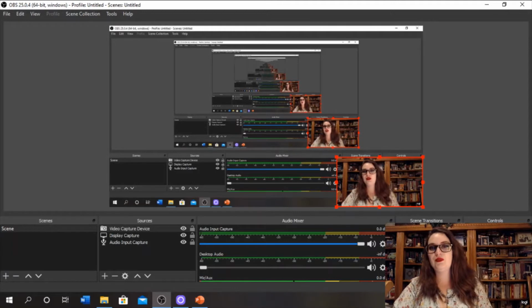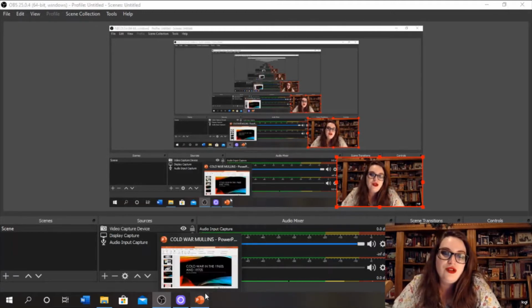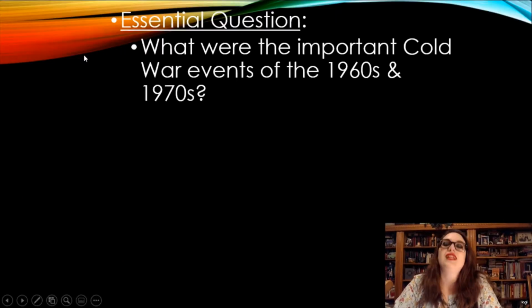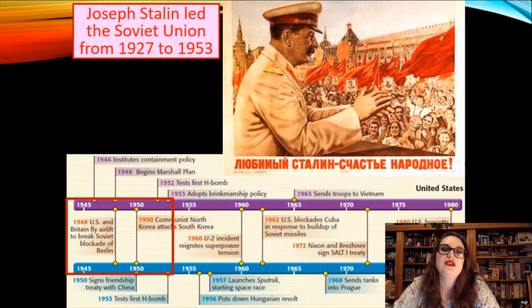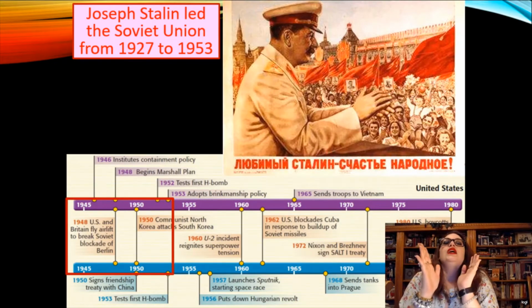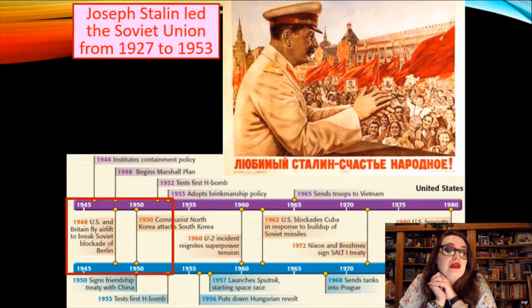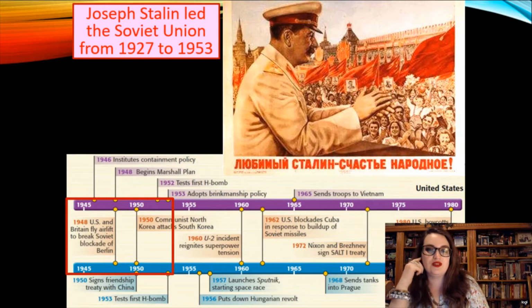Alright, so we're going to pick up where we left off and focus really on the 1960s and 70s for the Cold War. Alrighty, let's get started. So, Joseph Stalin. He's going to be our key guy for a little while, okay? Joseph Stalin led the Soviet Union from 1927 to 1953. He actually had a stroke, I think, when he died.